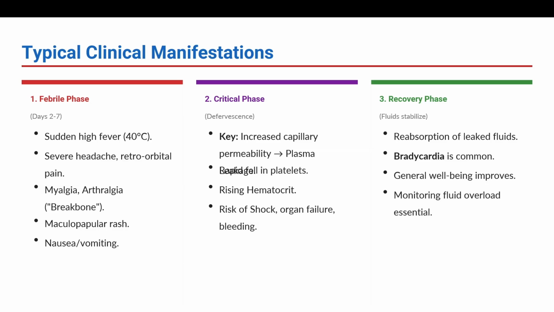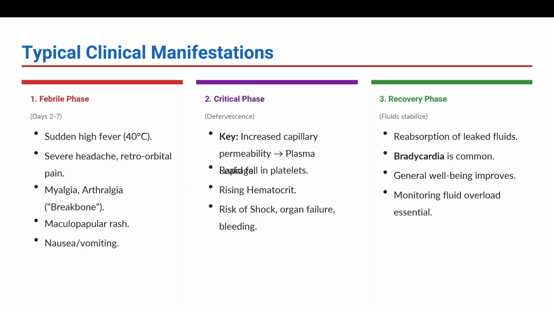Then after around 5 days of illness, the critical phase starts, around day 5 to 8, or up to 9 or 10 days, where there is increased capillary permeability and plasma leakage, and a fall in platelets. There is a rise in hematocrit due to leakage of plasma. There is a risk of shock, organ failure, and bleeding. This is where dengue patients need to be monitored very closely in order to prevent mortality.